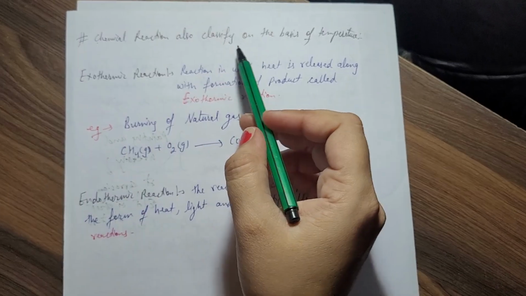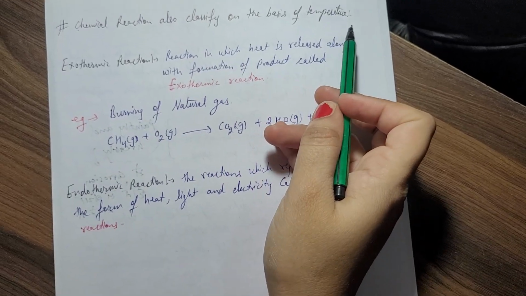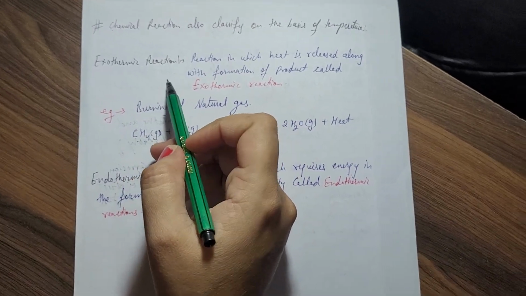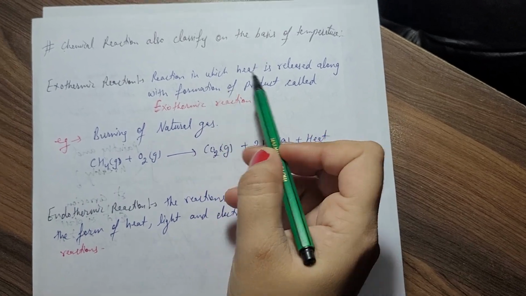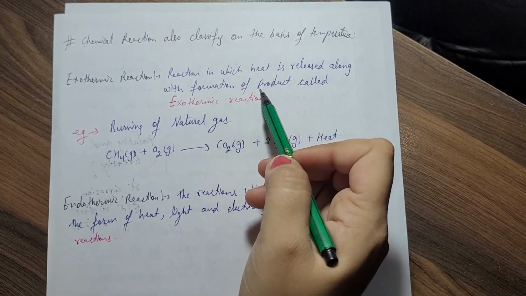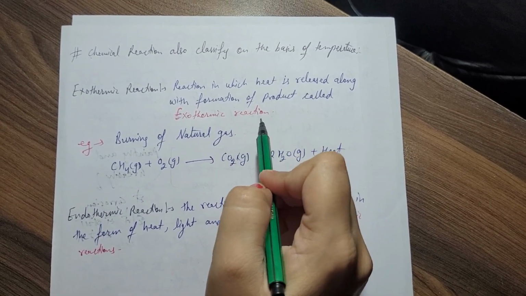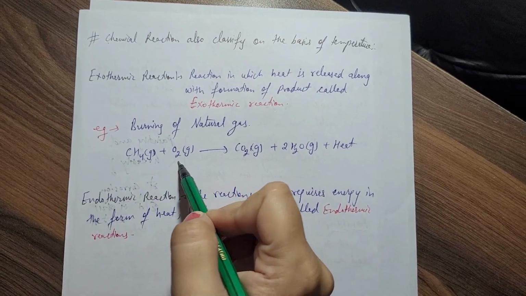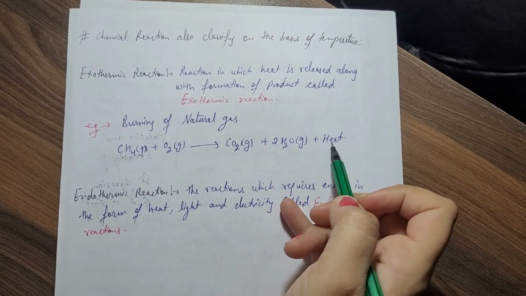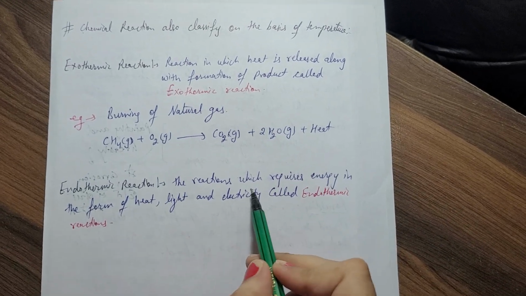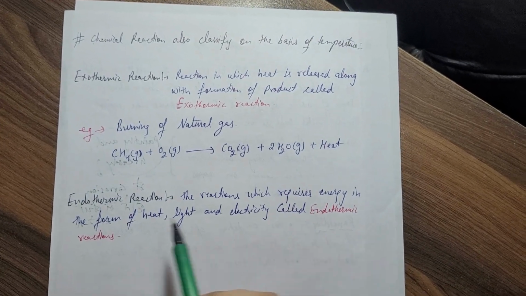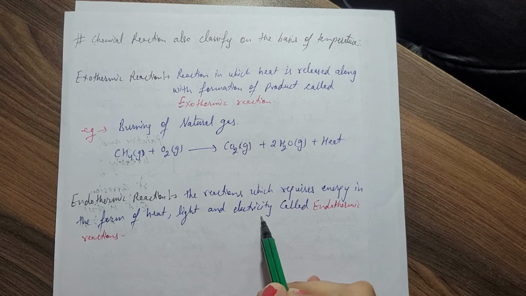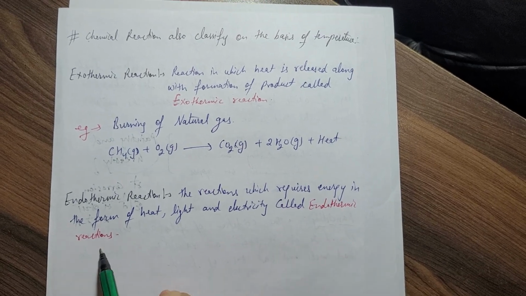Chemical reactions are also classified on the basis of temperature. First is exothermic reaction, the reaction in which heat is released along with the formation of product. For example, burning of natural gas: CH4 plus O2 gives CO2 plus water and heat. Endothermic reaction: the reaction which requires energy in the form of heat, light or electricity is called endothermic reaction.